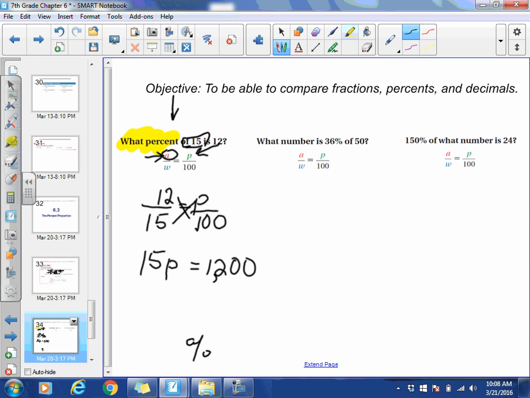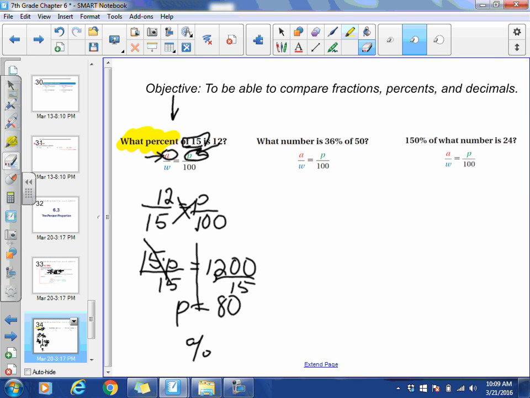All right, so then to find out what this missing amount is, we would need to get the variable alone. So we have 15 times P. Do the same thing to both sides. They multiplied by 15, we'll divide by 15. 15 divided by 15 is 1. P equals 80. Remember though, that 80 is what goes right here.